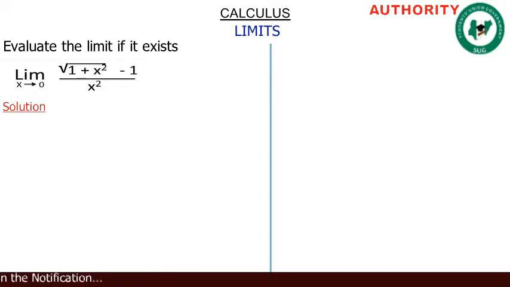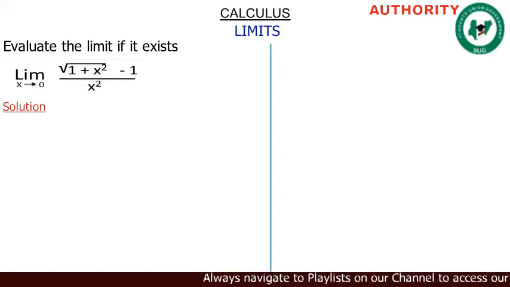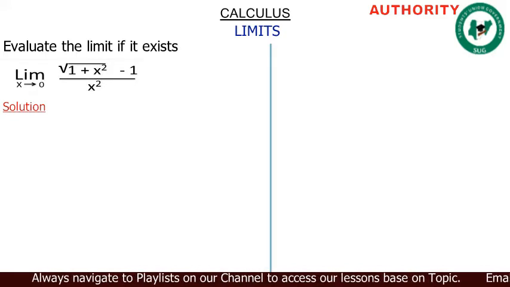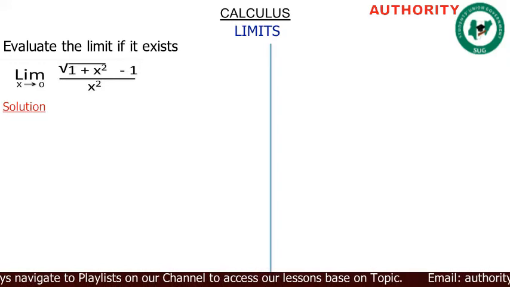If you do so, we're going to have 0 over 0. So we're going to solve this so that we will not have 0 over 0 when we plug in 0 wherever we see x. It's possible. Let's see how to do that. We have the limit as x approaches 0 of (square root of 1 plus x squared minus 1) all over x squared.